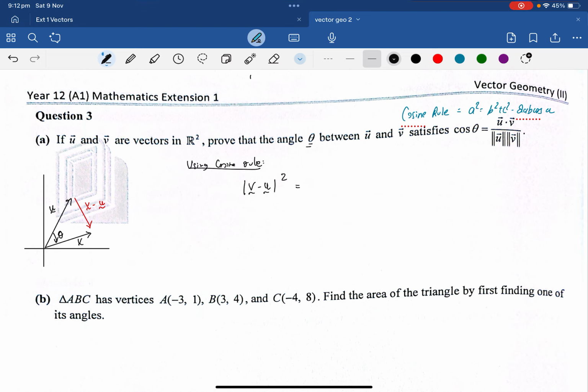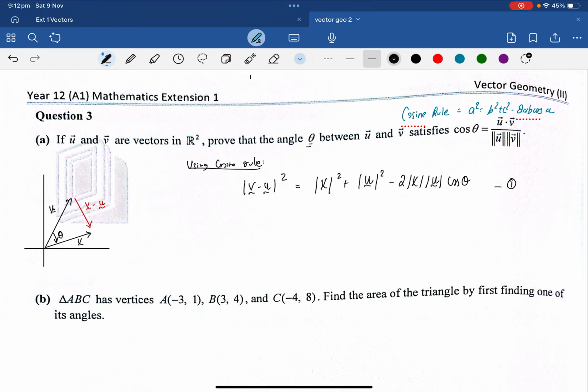Keeping that in mind, this squared is equal to, what's the cosine rule? It's the sum of the squares of the other two sides, so magnitude of vector v squared plus magnitude of vector u squared, and minus 2ab. What's a? Vector v. B, vector u, cos theta. Let this be equation 1.